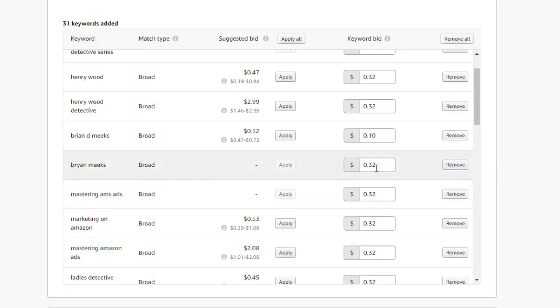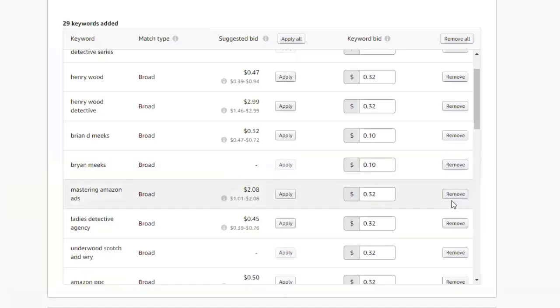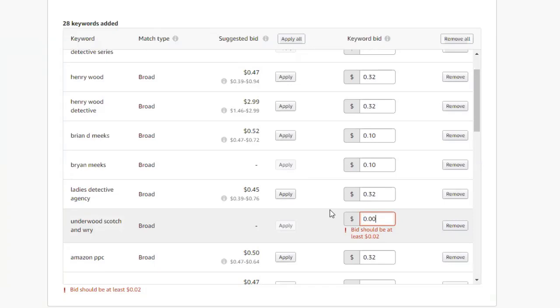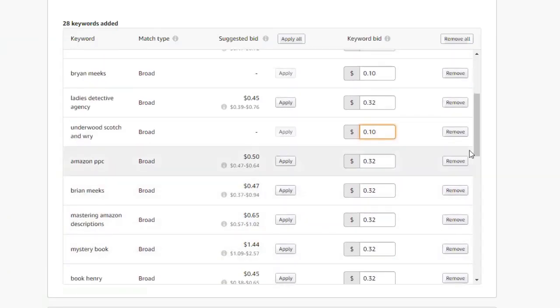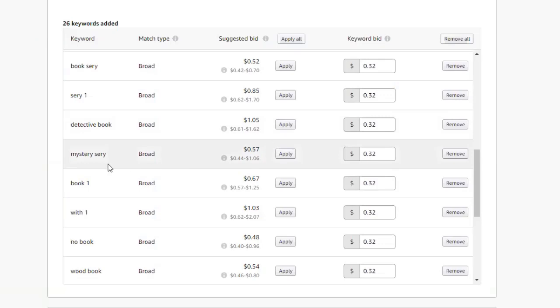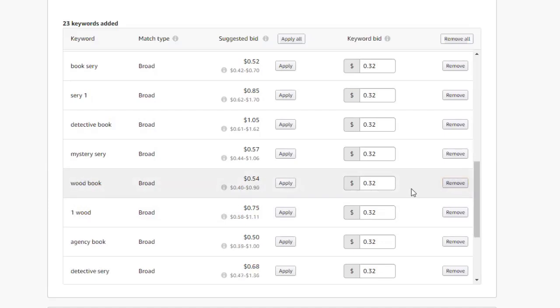Brian Meeks misspell. We'll do that at 10 cents as well. Mastering AMS ads. Ladies Detective Agency. Okay, so this one, I don't know if you've ever read the books. The Number One Ladies Detective Agency, delightful series. I would love to get clicks from people that like that. Underwood Scotch and Rye is one of my books. Put 10 cents on that. And so I'm just removing all the ones that are unrelated to anything. And book one, that's with one, no book.